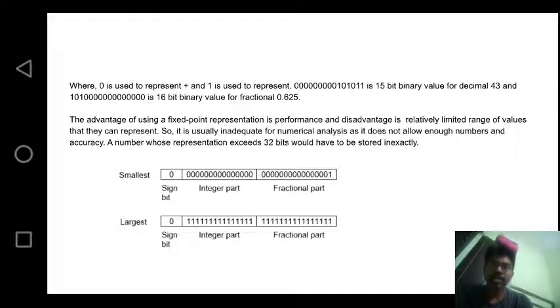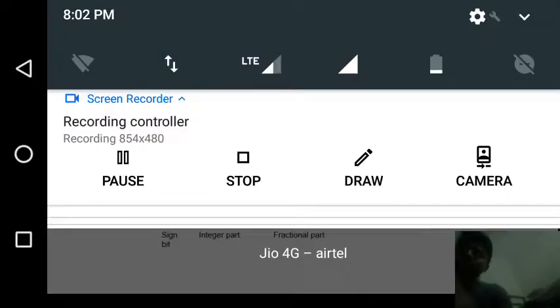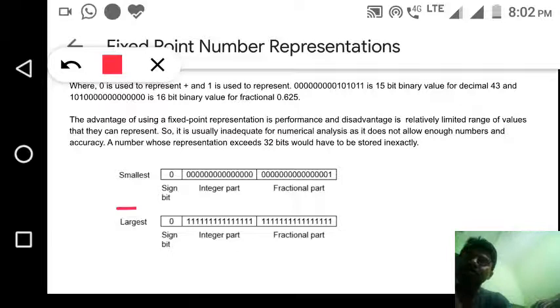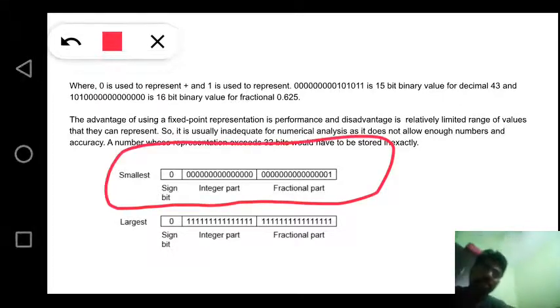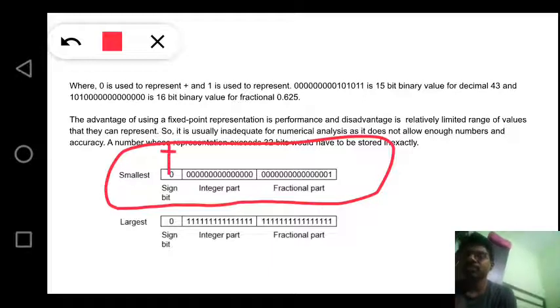The smallest number that you can represent using fixed point representation is: make sign bit 0, integer part 0, fractional part 1. The largest is 0, integer part all ones, fractional part all ones. I think you can represent sign bit 1 also here because it is a minimum value.